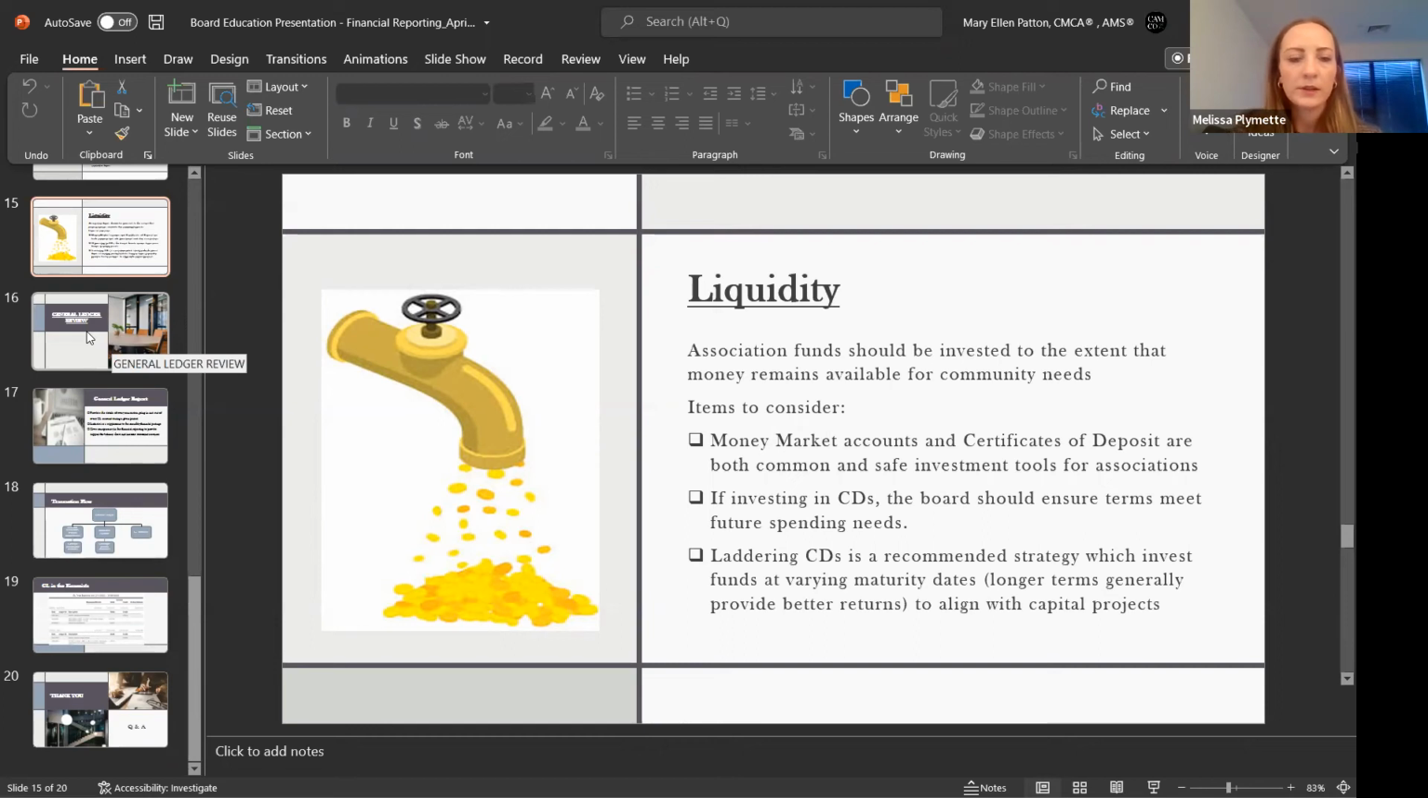Laddering CDs is a good strategy for communities, again, that have a lot of excess cash in their reserves, as it allows you to build out your investments to then align with future projects based on what you're projecting for the next 3 to 5 years, for example. Next slide.